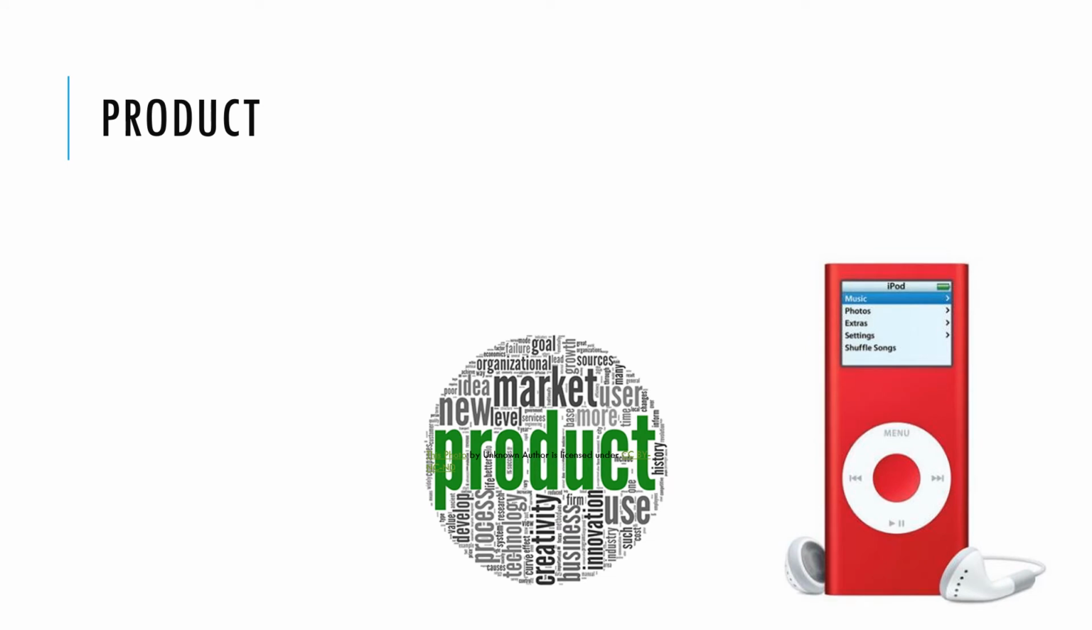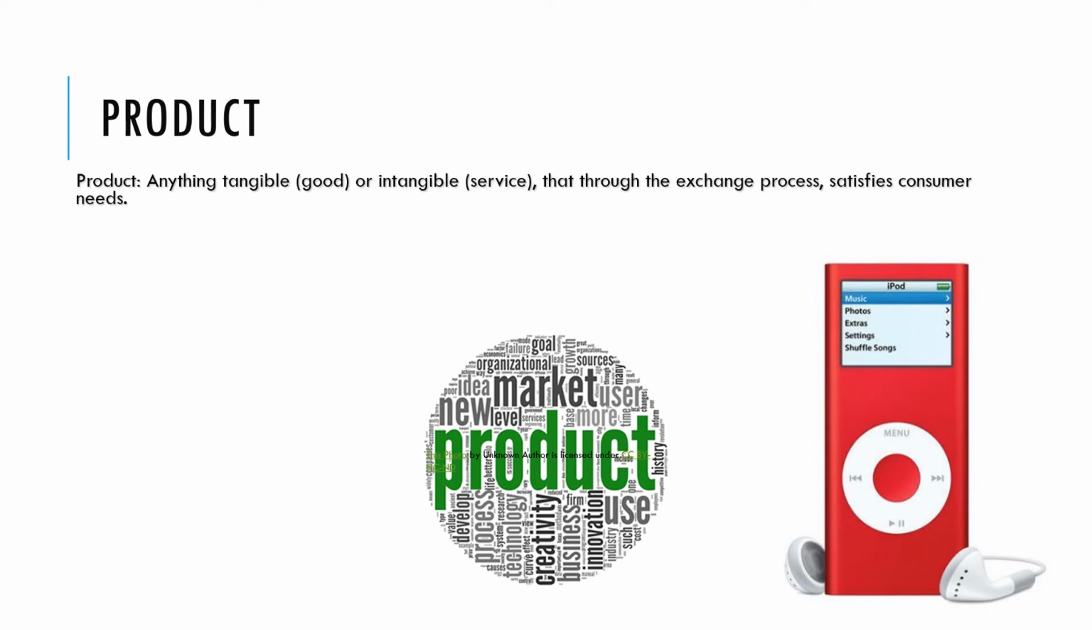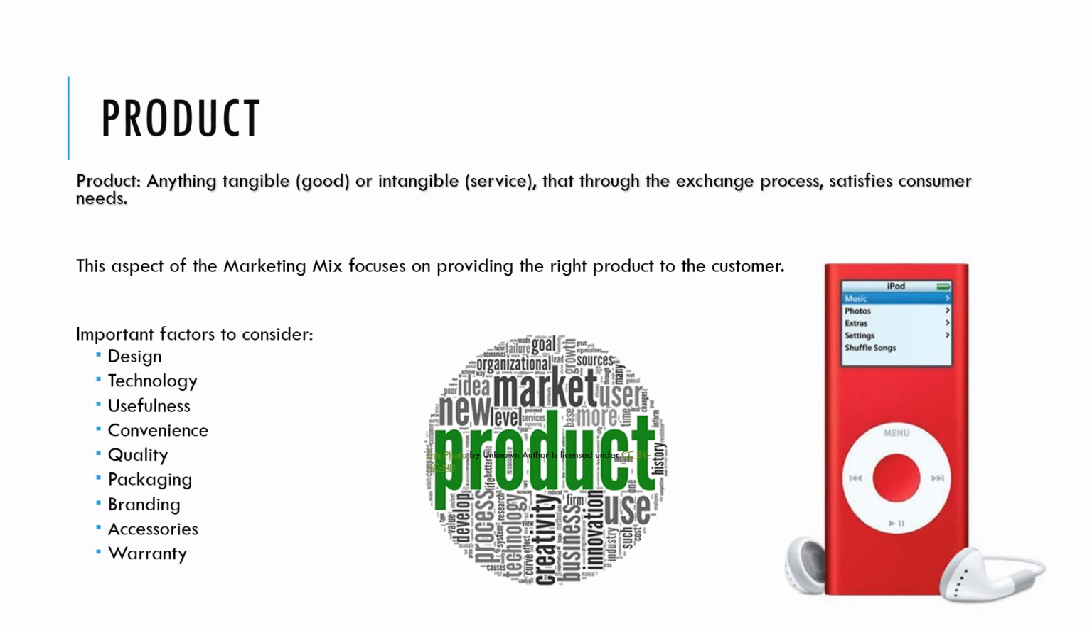We're going to focus on product here, the first P of the marketing mix. And by product, we mean the good or the service that the business offers. Important factors the business should consider when designing their product are some of the following down here. The design, the technology used, how useful it is, convenience, the quality, packaging, branding, and accessories. We're going to focus in particular on the design and the design mix.